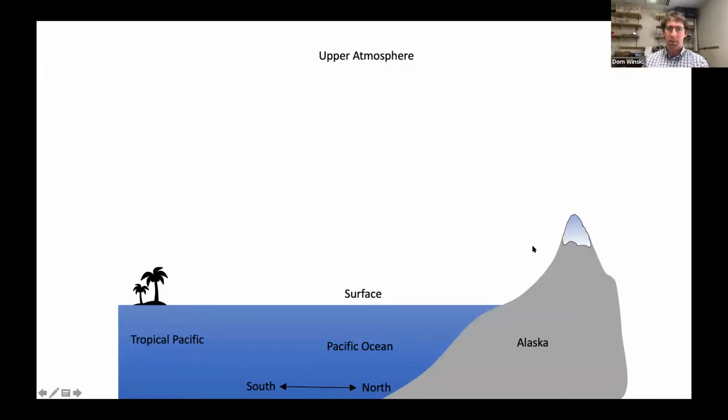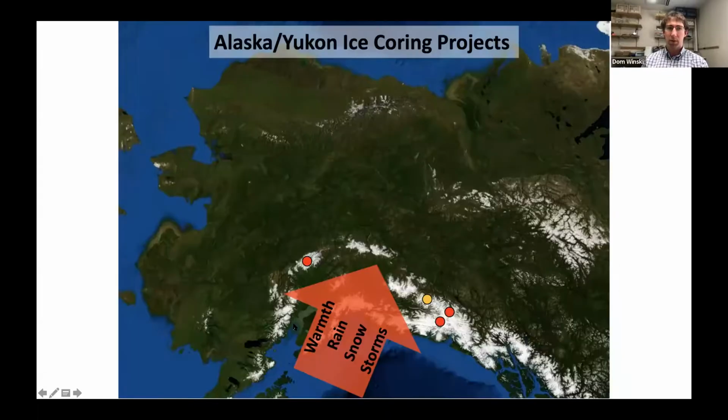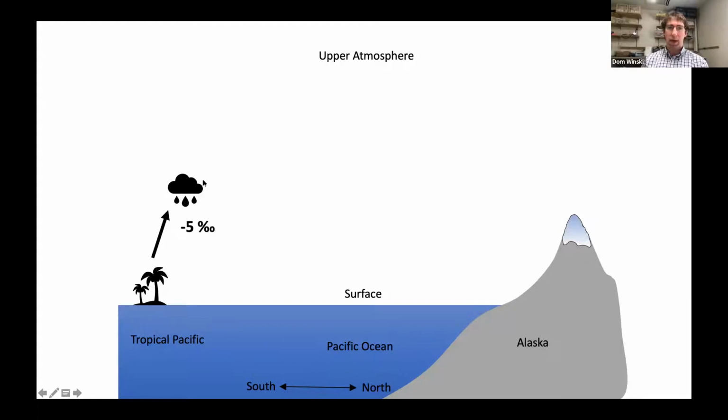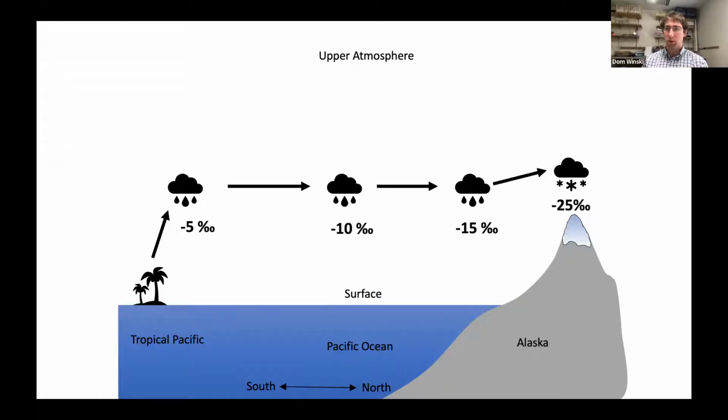So this is just a little schematic of the Pacific Ocean. On the left is the tropics, and on the right is Alaska, with our ice core site being up here on this mountain. So what happens when you evaporate water from, say, the Pacific Ocean, that will go up into a cloud, and that will have a reduced value of water isotopes. It'll essentially be depleted in neutrons, in halfway layman's terms. And then as that air mass moves northward towards our ice core site, it will get progressively more depleted in water isotopes.